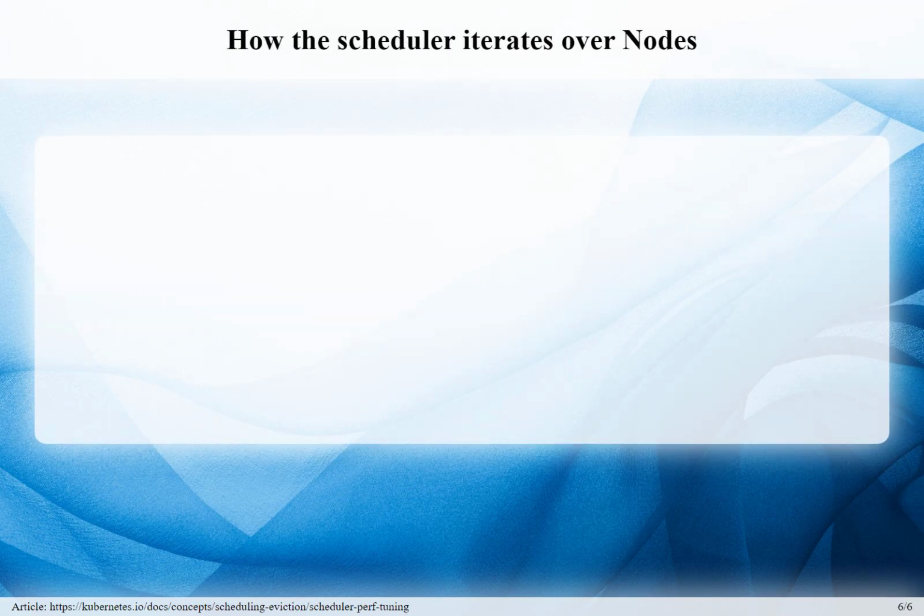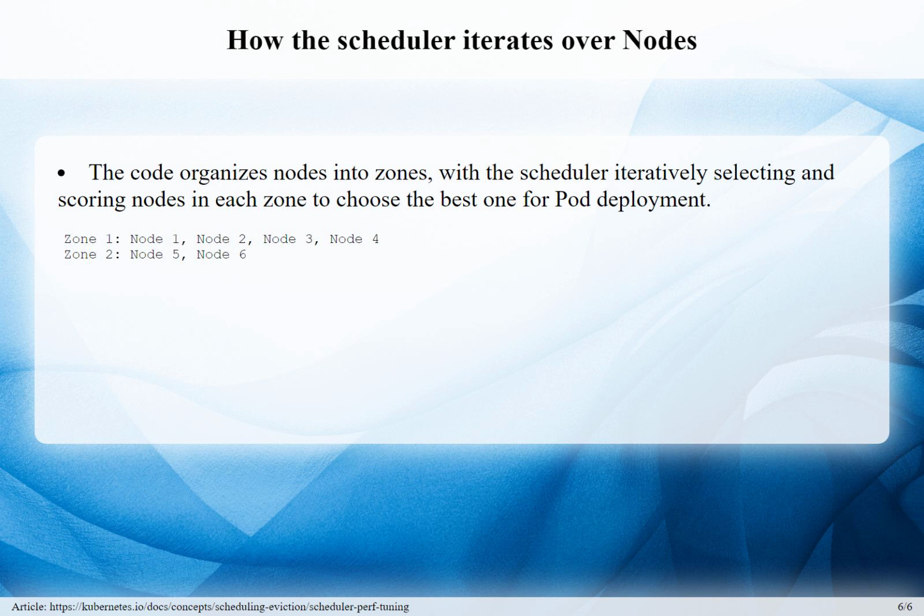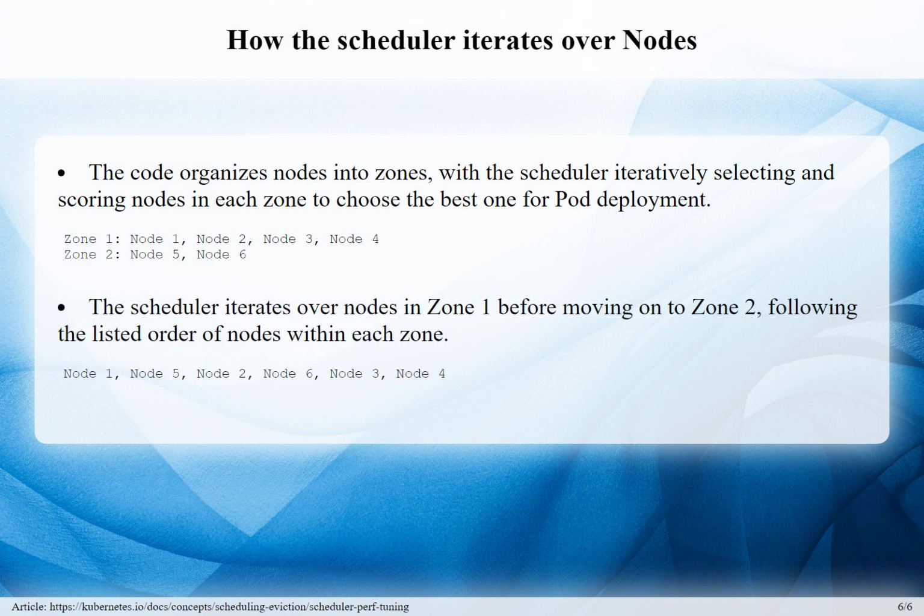How the scheduler iterates over nodes. The code segment represents two zones, each with a list of nodes. The scheduler iterates over nodes in each zone to find feasible nodes for placing a pod. The scheduler then scores the feasible nodes and selects the node with the highest score to run the pod. The code represents the order in which the scheduler iterates over nodes in two zones. The scheduler first iterates over all nodes in Zone 1, Node 1, Node 2, Node 3, Node 4, before moving on to Zone 2, Node 5, Node 6. The nodes within each zone are iterated over in the order they are listed.